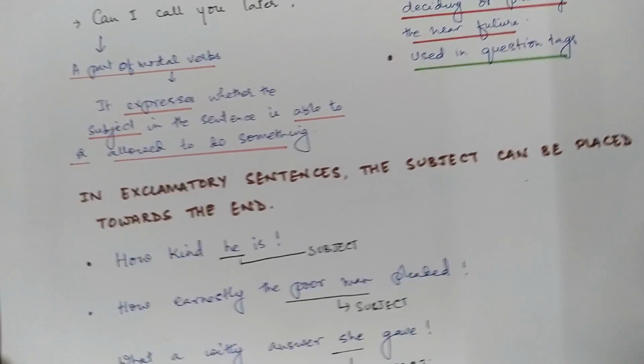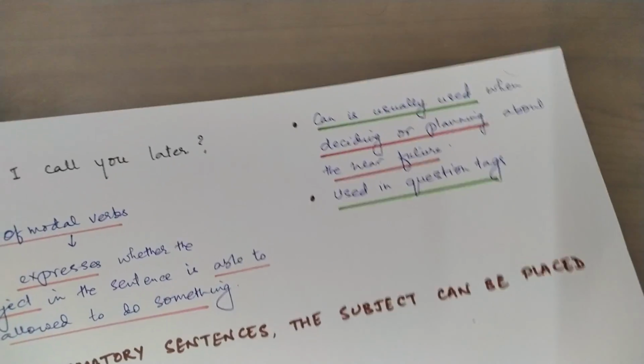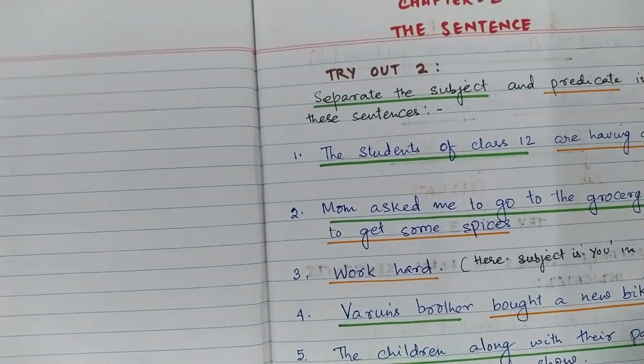Now children, we will go over to your Try Out 2 of your Superb English Grammar book.